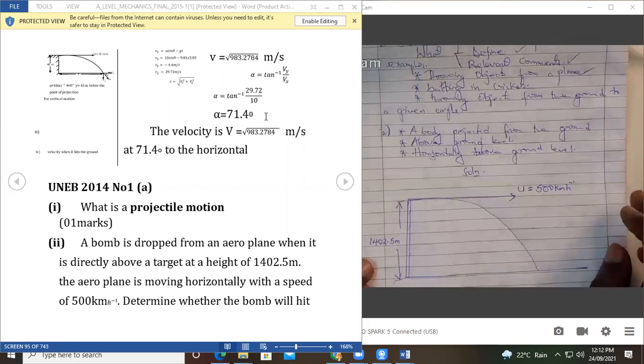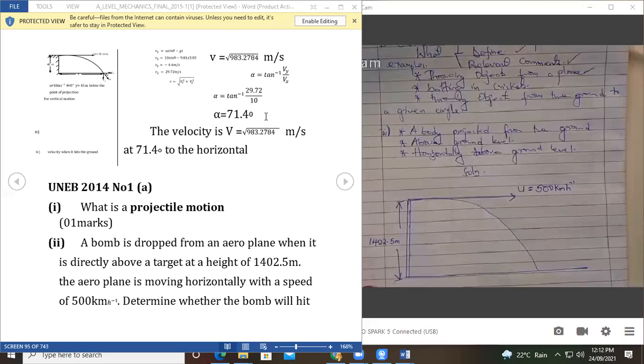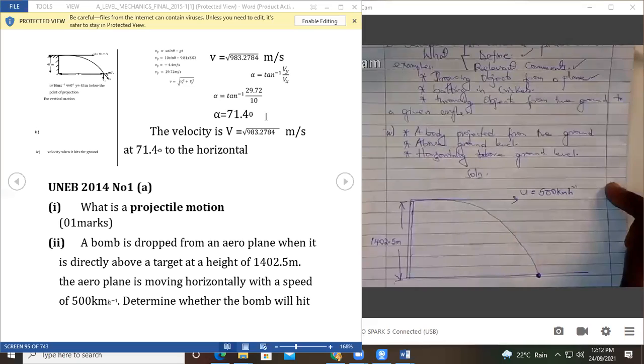Now, they're asking: a bomb is dropped from an aeroplane, which is directly above a target at the height of. Remember, the plane is moving. So now they're asking, determine whether the bomb will hit the target. Assuming the target is here, remember that when the object is moving, the target is here, the plane is here, and the plane is moving like that.